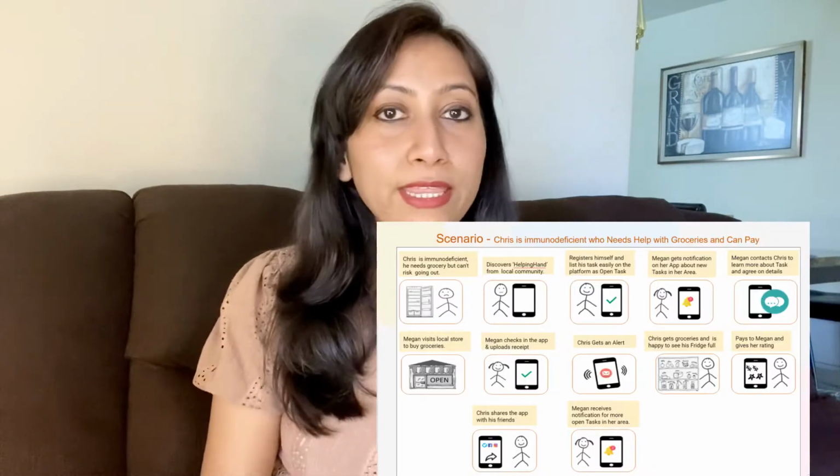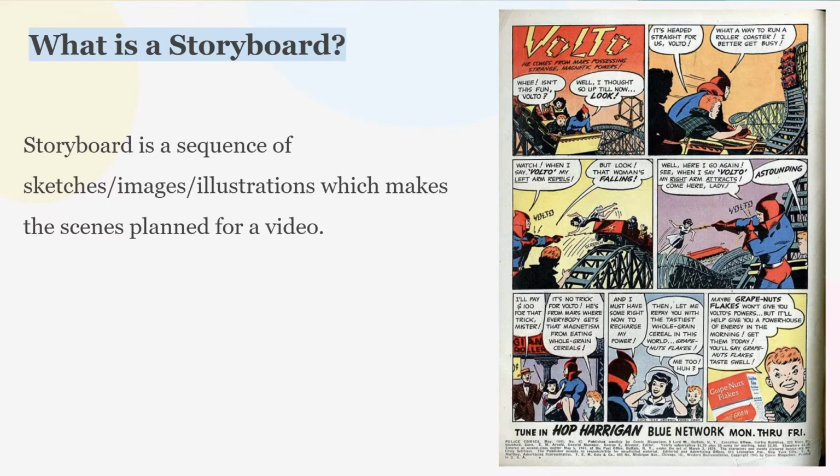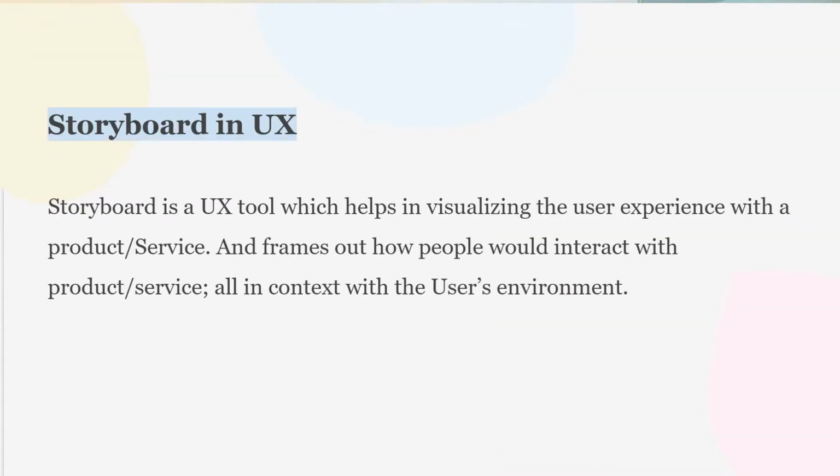Storyboard is one of the most important visualization tools used by UX designers to communicate their ideas and solutions to the team members. Storyboard is nothing but telling stories with the help of visuals. It is a sequence of sketches, images, and illustrations which makes the scenes planned for a video. In UX design, a storyboard is a tool which helps in visualizing the user experience with a product or service. It frames out how people would interact with a product or service, all in the context of the environment of the user, which makes it a pretty effective communication tool to be used in your UX design process.